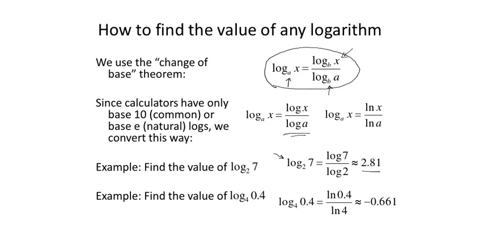Likewise, if I don't like the base a, I could also change it to another base e. Take my natural logarithm of x over the natural logarithm of a. So if I was interested in, let's say, finding the logarithm base 4 of the number 0.4, it would be equivalent to taking the natural logarithm of 0.4 dividing by the natural logarithm of 4. And again, use your calculator, verify that this is the case. You should get 0.661.